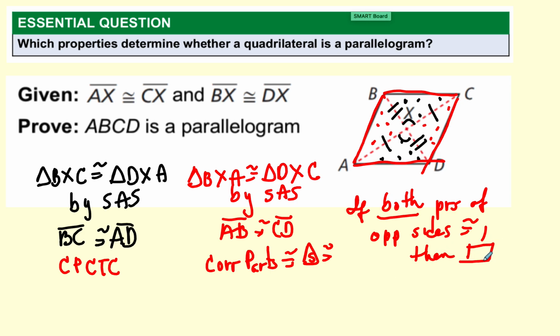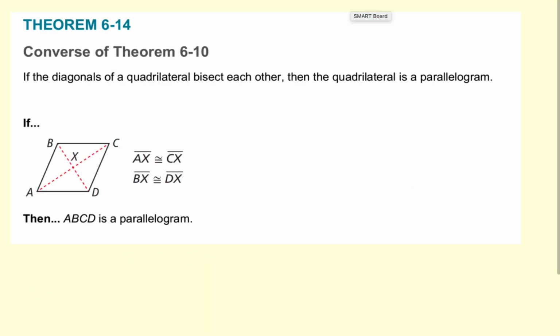So just having diagonals bisect each other, we're going to be able to say yes. Let's take a look at this next theorem, and this is what the theorem says. If you see diagonals bisecting each other, you can say it's a parallelogram.